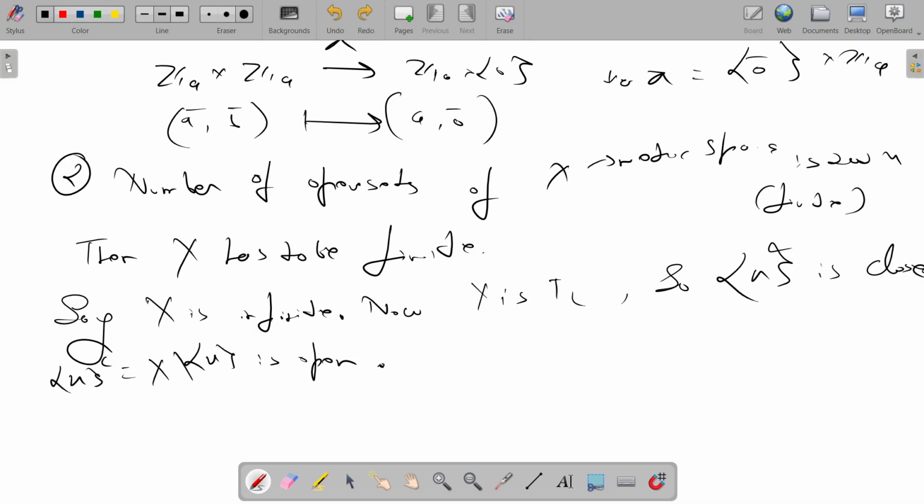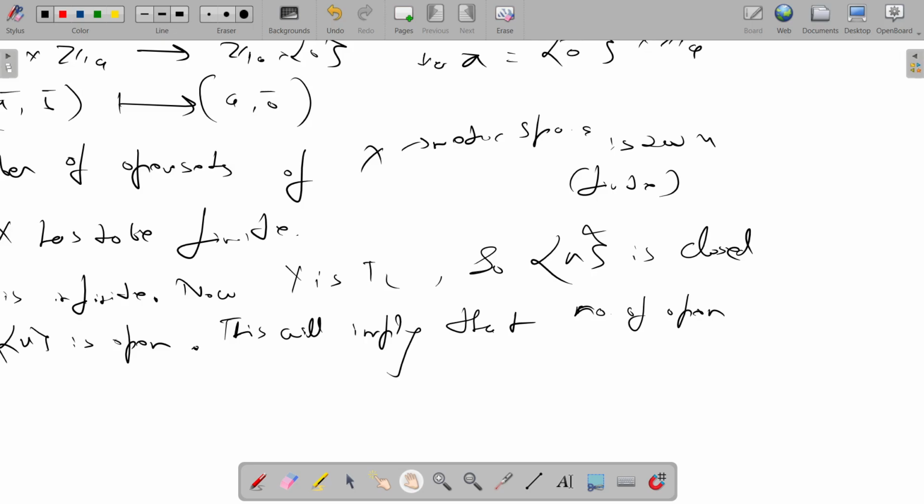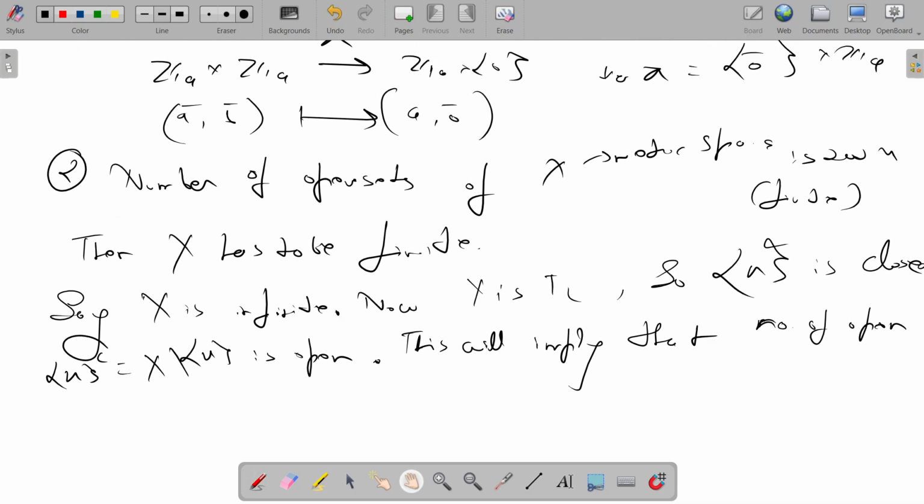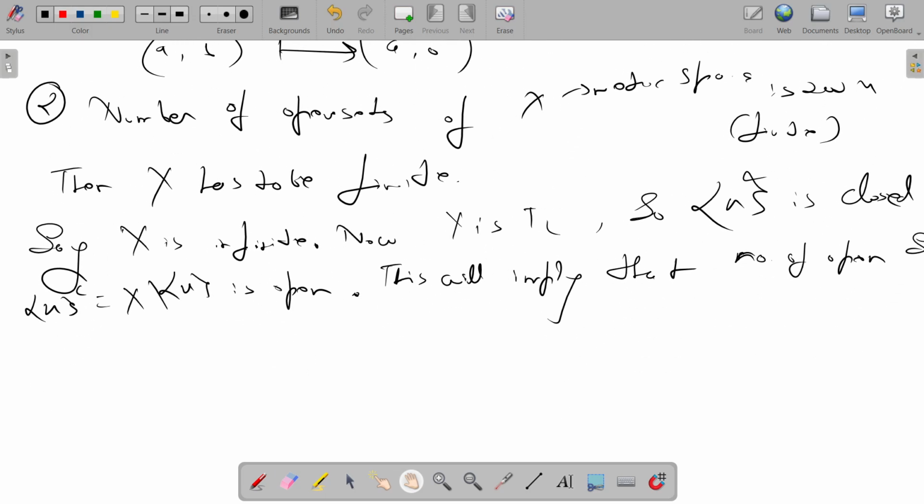this will imply that the number of open sets of X is infinite, since X is infinite. So we have proven by contradiction that X is a finite set.